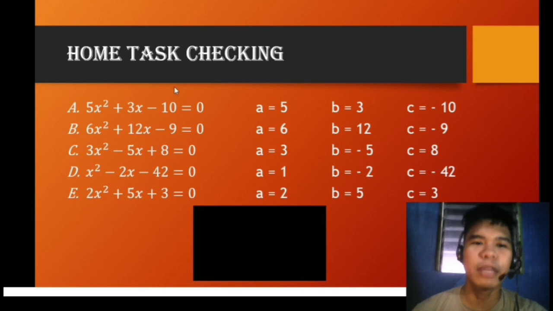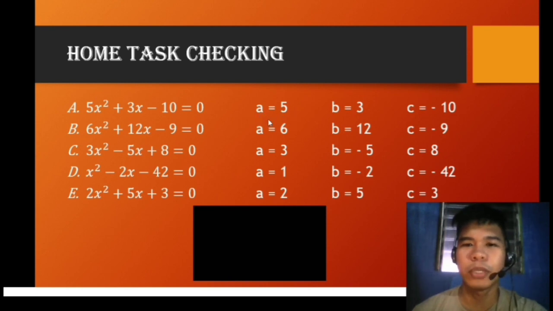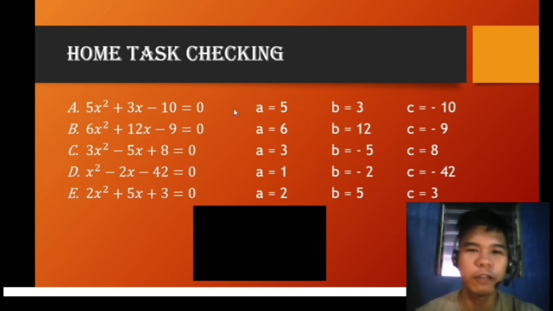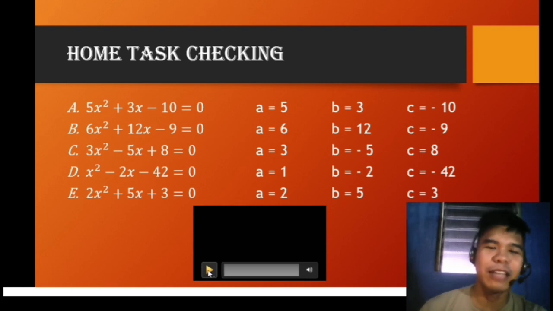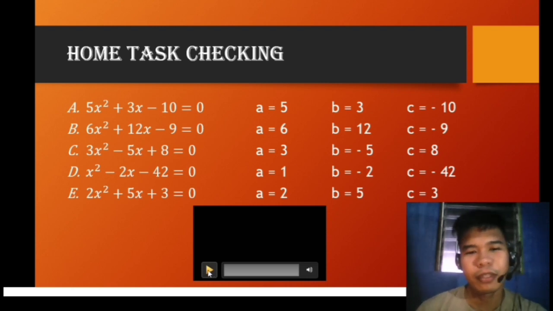Again, we have 2 points for the quadratic equation itself, and then 1 point each for the values of A, B, and C. So per item, we have 5 points. Overall, we have 25 points. I'll give you 90 seconds to check your work, and your 90 seconds starts now.